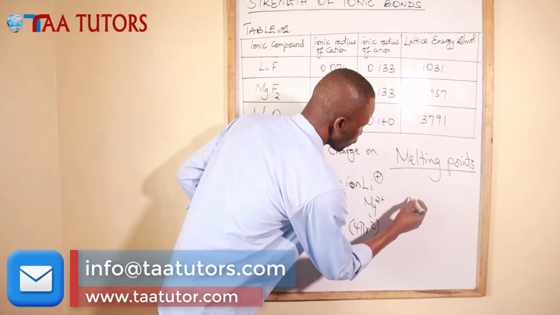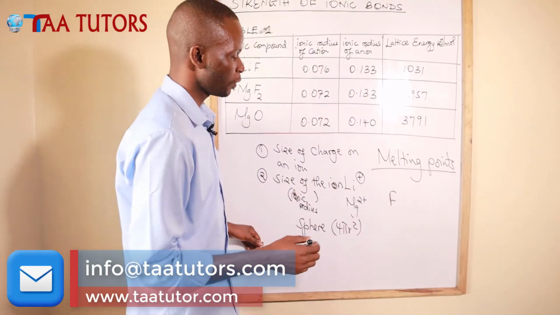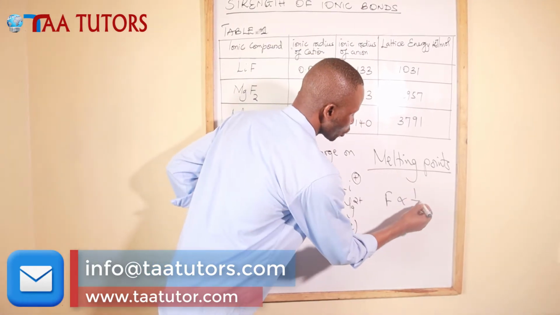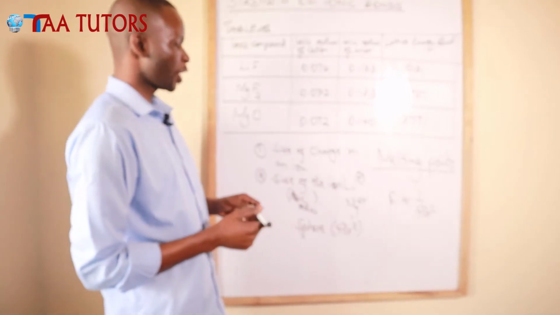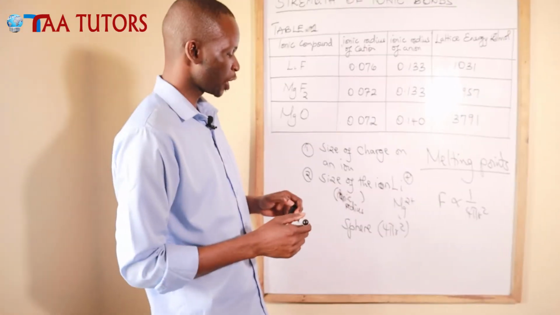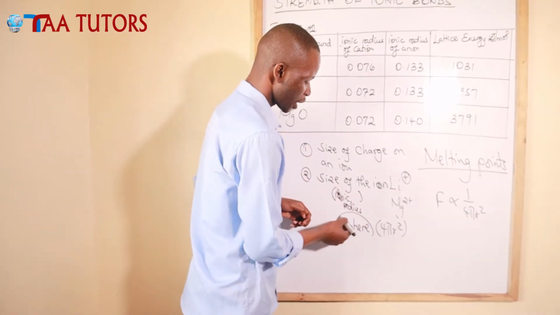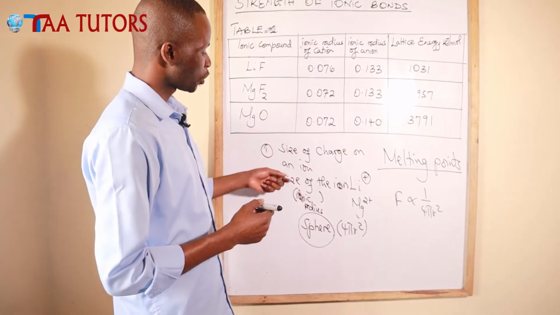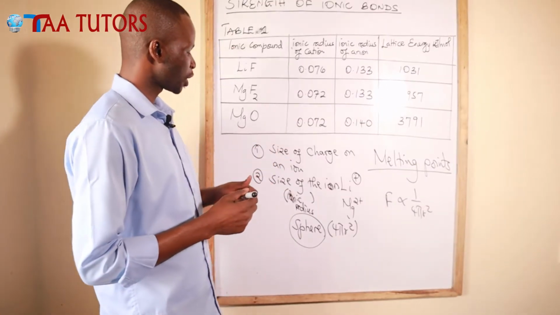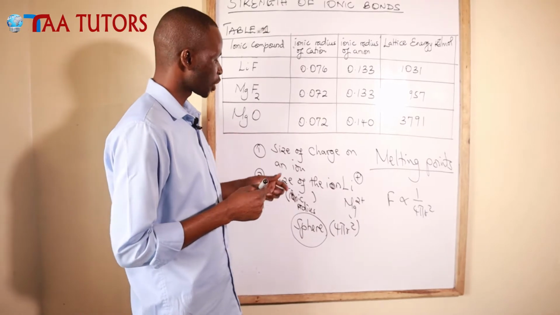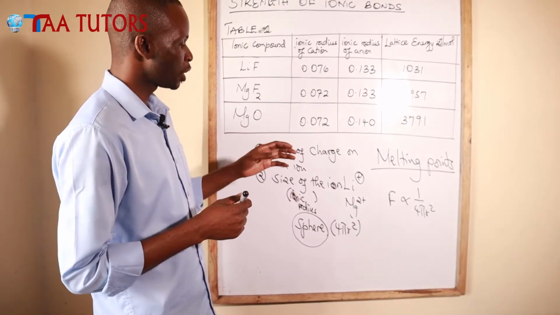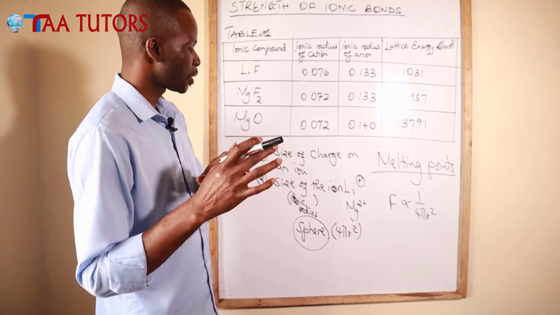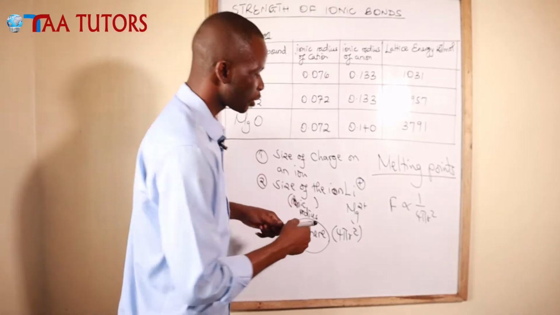So if I have here force of attraction, let me say F, it will be inversely proportional to the surface area of the ion. And when I'm saying this, we are assuming that ions are spherical in shape. What about the first factor that we talked about, the size of the charge on the ion? I said, the bigger the charge, the stronger the force of attraction, and that is very true.